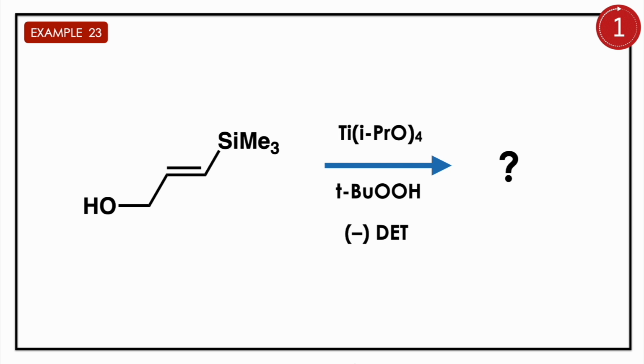Then the next question, you have an alkene, one side you have a trimethylsilyl group, another side you have methylene alcohol. You are using titanium isopropoxide, tert-butyl peroxide, minus DET. You should find what will be the final product.